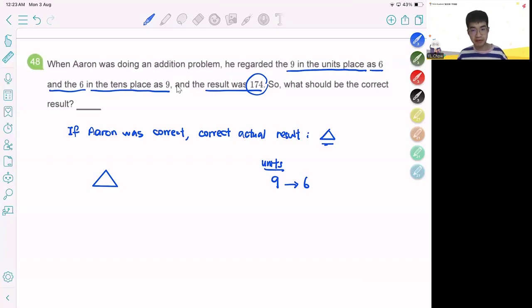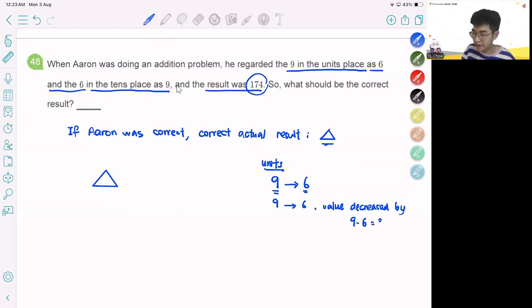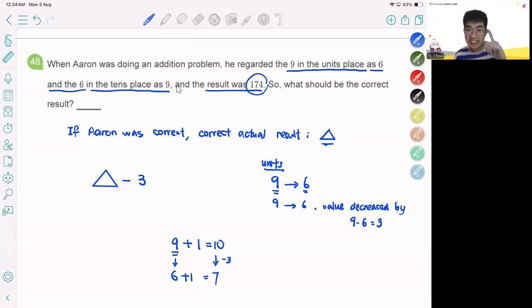So it's like he changed the 9 in the units place of a certain number to 6. How does this affect the value? Units digit 9, the value is 9. It becomes a value of 6 by changing the digit. So the value is actually decreased by how much? 9 minus 6 equals 3, right? That means the first mistake makes the entire value of the sum decrease by 3. So for example, 9 plus 1 equals 10. If he mistakes the 9 as a 6, then 6 plus 1 is equal to 7. You see, the result is 3 less. Okay, so that's the first mistake.